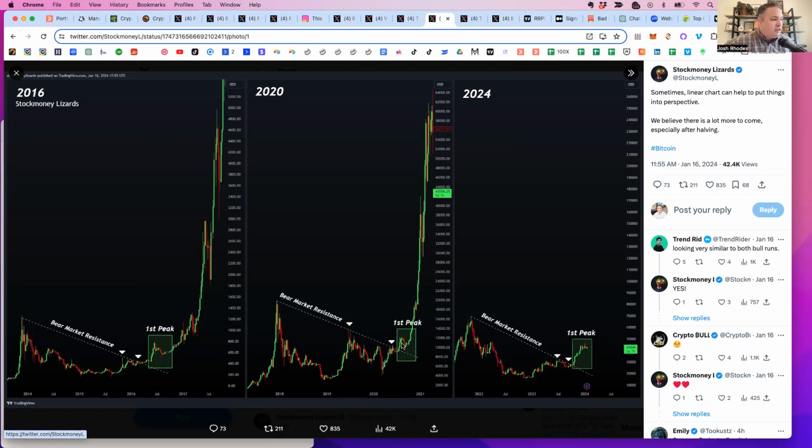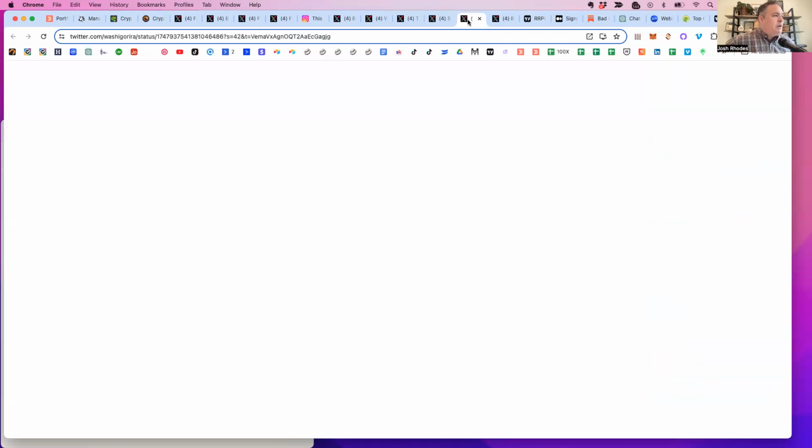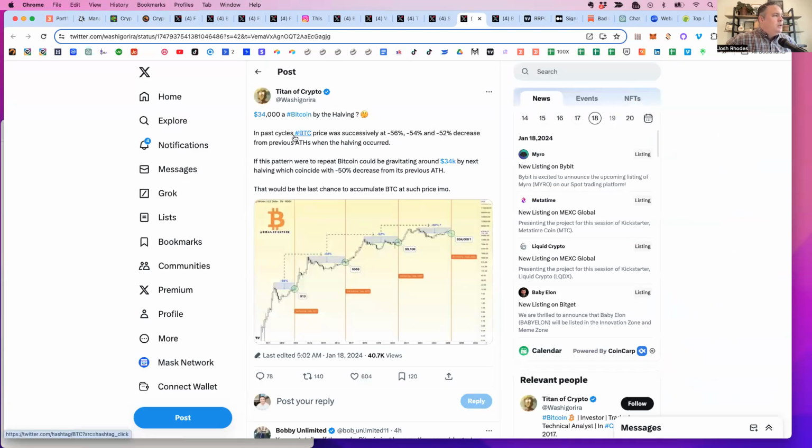Now, how severe this little red candle is going to be, these are weekly candles, I believe. This is a weekly chart. Depending on how severe these weekly candles are is really impossible to know, but they can be very brief. We could see 2, 3, 4, 5, 6 weeks of pullback, and then we got nothing but net. Obviously, you can't tell on this chart, but there's a big pullback right there. And I think I have a better image here. So Titan of Crypto here: $34,000 Bitcoin by halving.